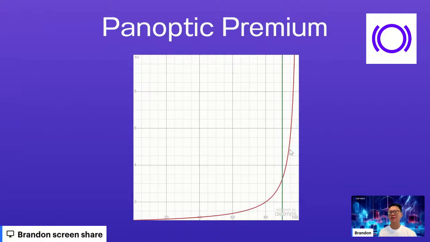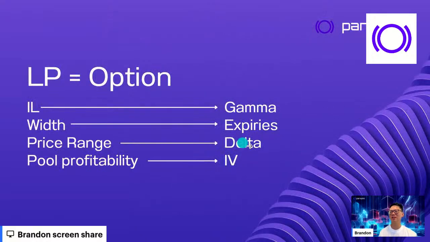Okay, and there is this kind of component to how Panoptic implements options, which lets you increase or decrease the LP fees that you have to pay based on this volatility. So it does impact the IV of an LP position, but I won't go into too many details about that. We're going to review LP equals options. So we talked about these different option concepts. Let's connect the dots. So first of all, we have impermanent loss.